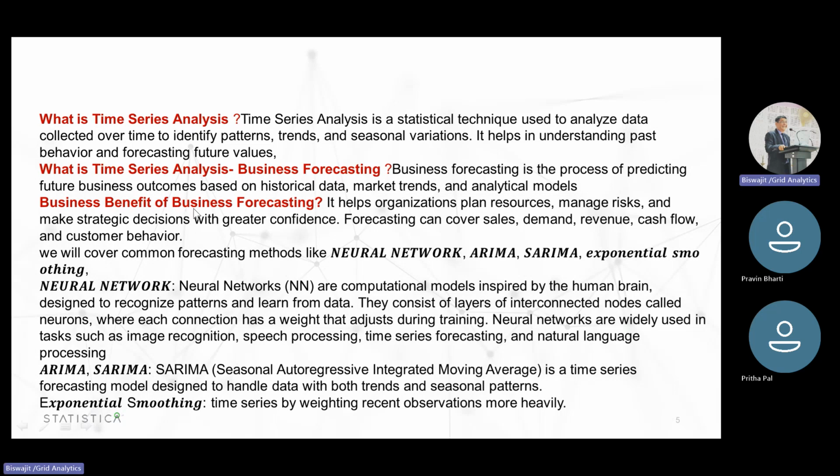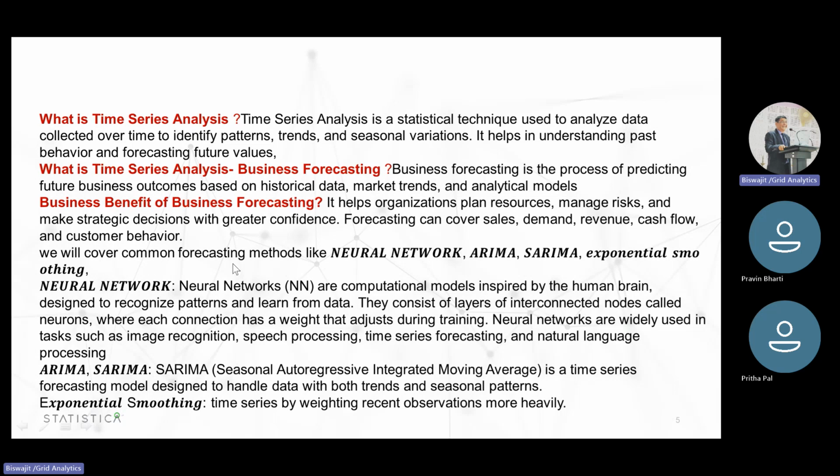What are the business benefits of business forecasting? It helps organizations plan resources, anticipate events before they happen, manage risks, and make strategic decisions with greater confidence. Forecasting can be applied in a variety of areas like sales, demand, revenue, cash flow, and customer behavior. But during the webinar, we're not covering all those techniques.